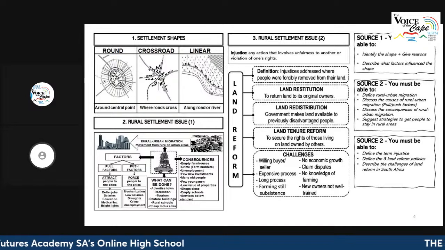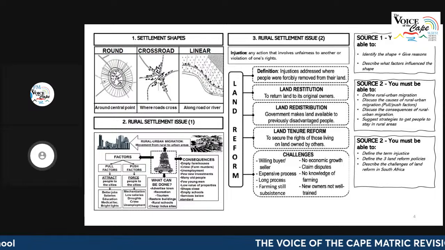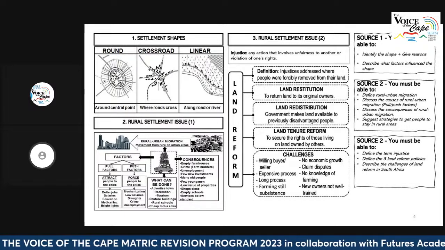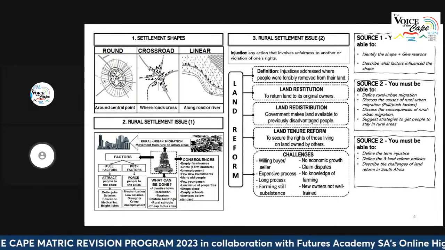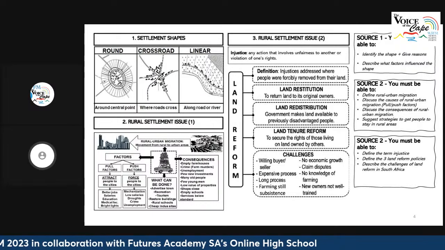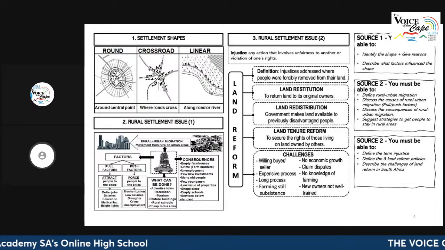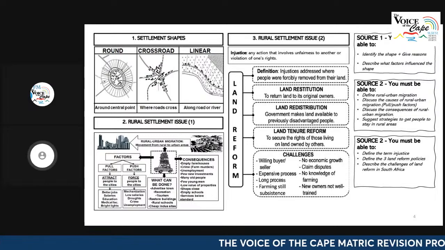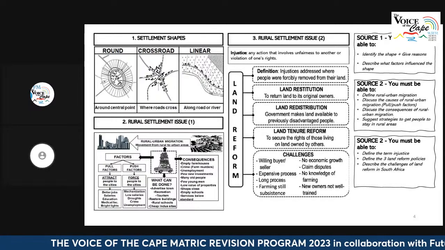The second one is land reform. So if you get a question on rural-urban migration, you won't get land reform. But if you get land reform, you don't often get rural-urban migration. When we talk about land reform, we're talking about injustices that were addressed, where people were forcibly removed from their land. Now, once they've been removed, they want to gain back their land again.